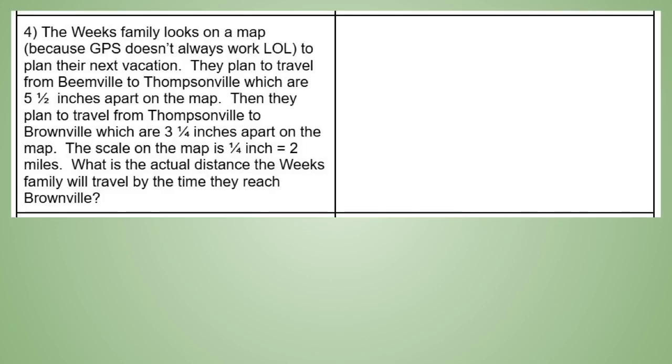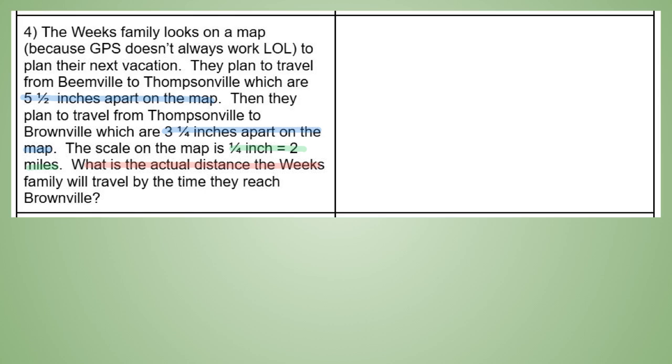This is question number 4. The Weeks family looks on a map because GPS doesn't always work to plan their next vacation. They plan to travel from Beamville to Thompsonville, which are 5.5 inches apart on the map. Then they plan to travel from Thompsonville to Brownville, which are 3 1/4 inches apart on the map. And the scale on the map is 1/4 inch is 2 miles. And we want to find the actual distance that the Weeks family will travel by the time they reach Brownville.